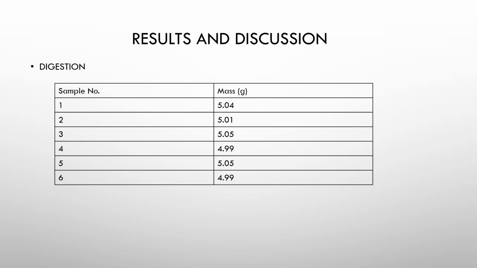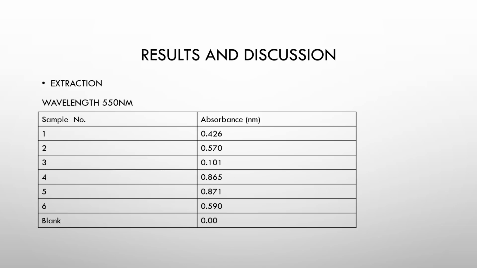These are my results and discussion, and all the measurements that I took from sample 1 to sample 6. For the extractions, we used a wavelength of 550 nm, and we have 2 sets of absorbances: before we add zinc powder and after we add zinc powder.